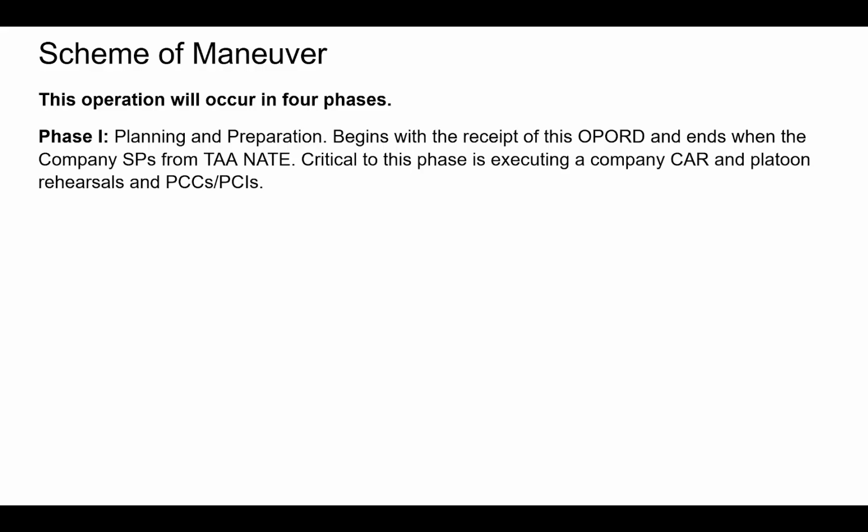So in these little statements, what you'll lay out is you'll be like, hey, phase 1, you're going to say what it begins with and what it ends with. 99% of the time, it's going to be the same. It's going to begin with the receipt of the mission, and it's going to end when we actually leave the tactical assembly area, or the TAA, and then it's going to have the critical aspects of this phase execution. So in this case, it's going to begin with the receipt of the OPORD, and when the company SPs from TAA Nate, and critical to this phase is going to be executing a company combined arms rehearsal and platoon rehearsals, as well as PCCs and PCIs. So just literally what needs to be done in order for that phase to be considered a success.